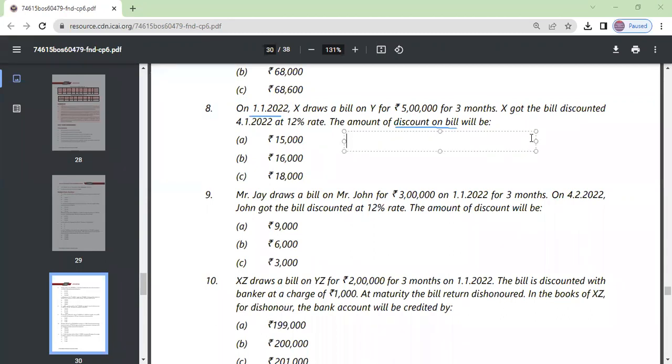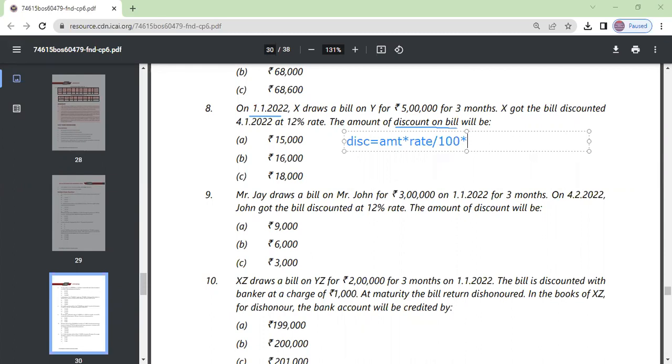First, write the formula. Discount formula. Discount equal to, up to getting the knowledge, you can write the formula. After getting clarity, no need to write the formula. Directly you can do the answer in the calculator. Discount equal to amount into rate by 100 into number of months from date of bill discounted with the bank to maturity date.